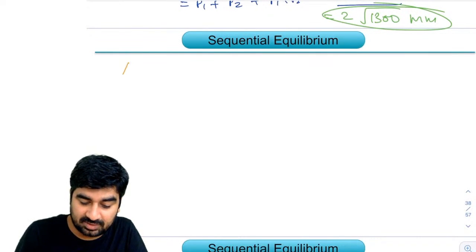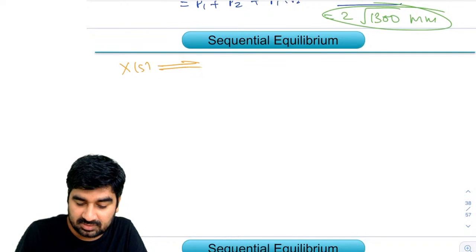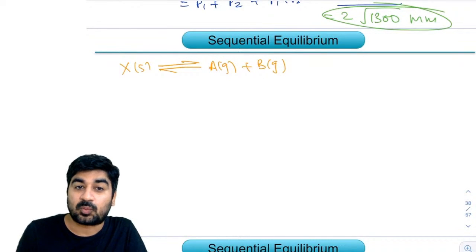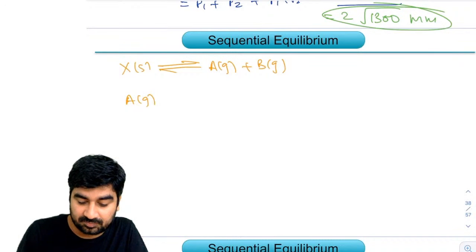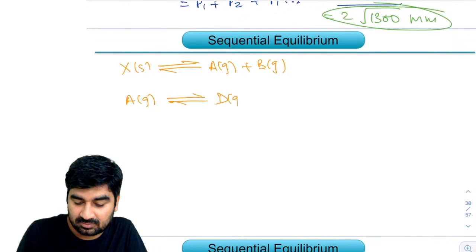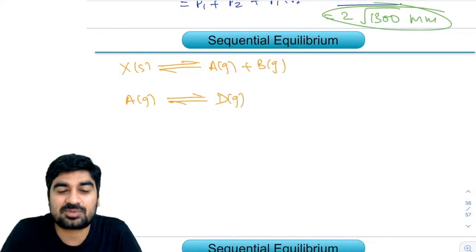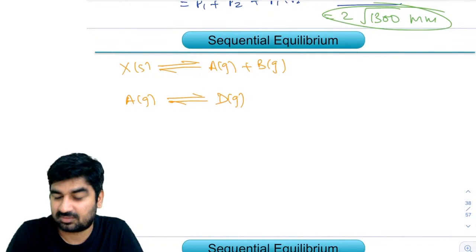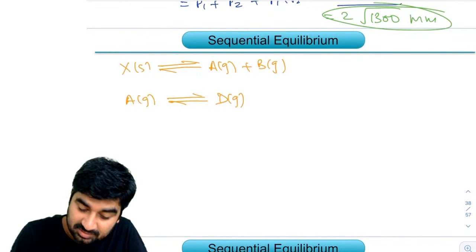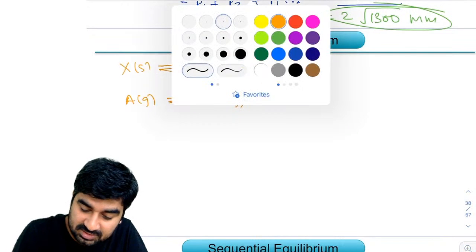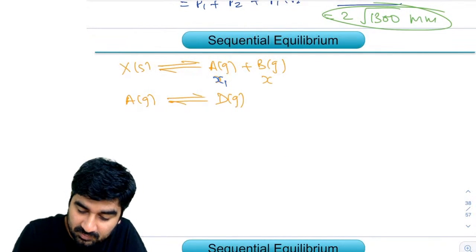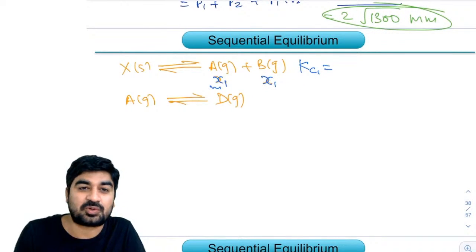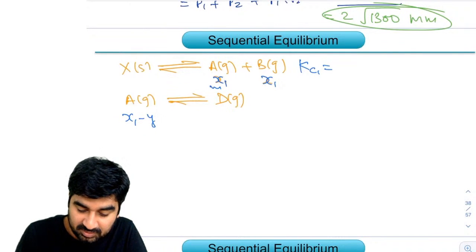So, suppose I'm taking X solid and it is giving you A gas plus B gas. Okay, what happens now? Suppose this A gas further gives you D gas. So what will you get? Tell me. Initially, if it was X1, it was X1. Let me change the color. X1 and X1. So KC1. But now this is not X1 anymore because this X1 is further moving into Y1.